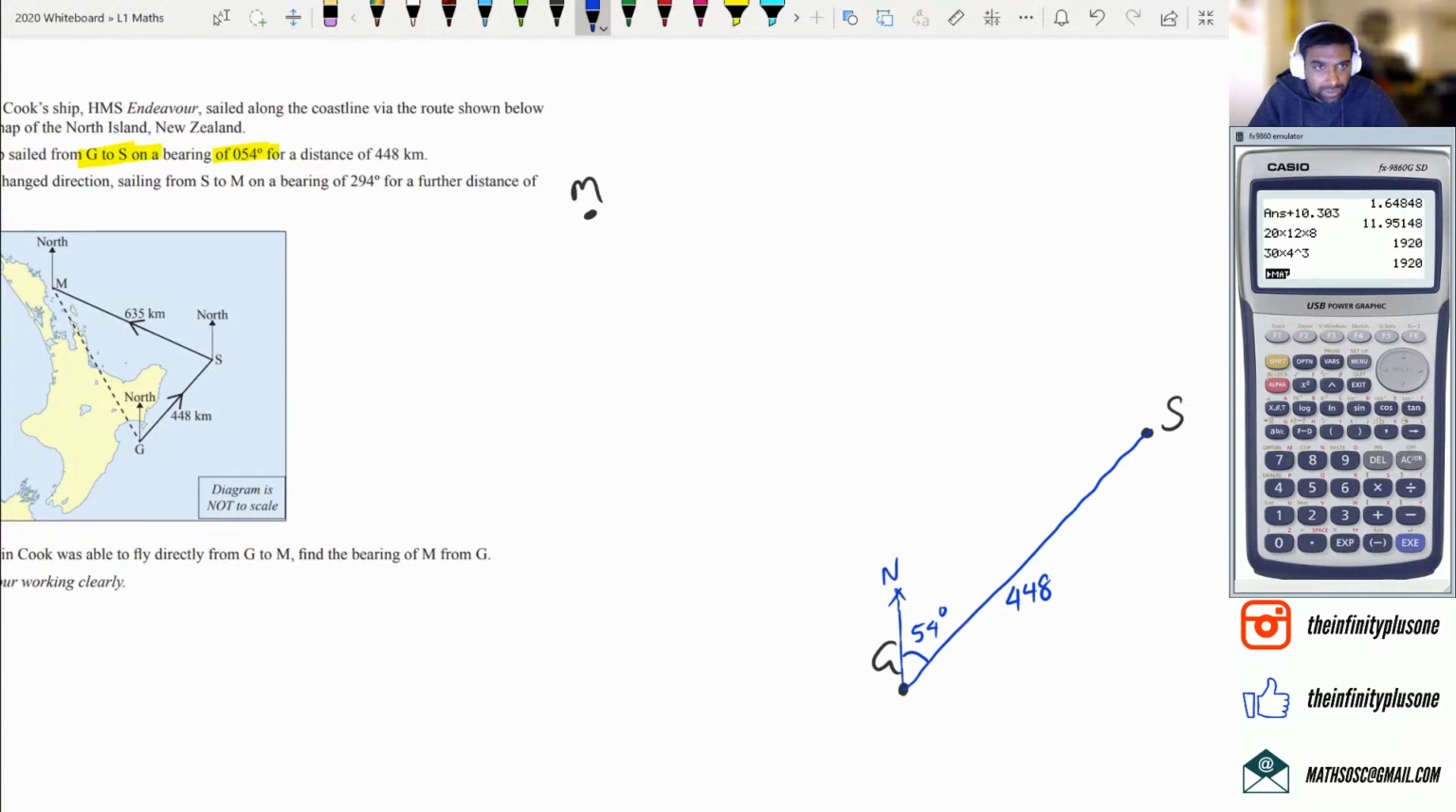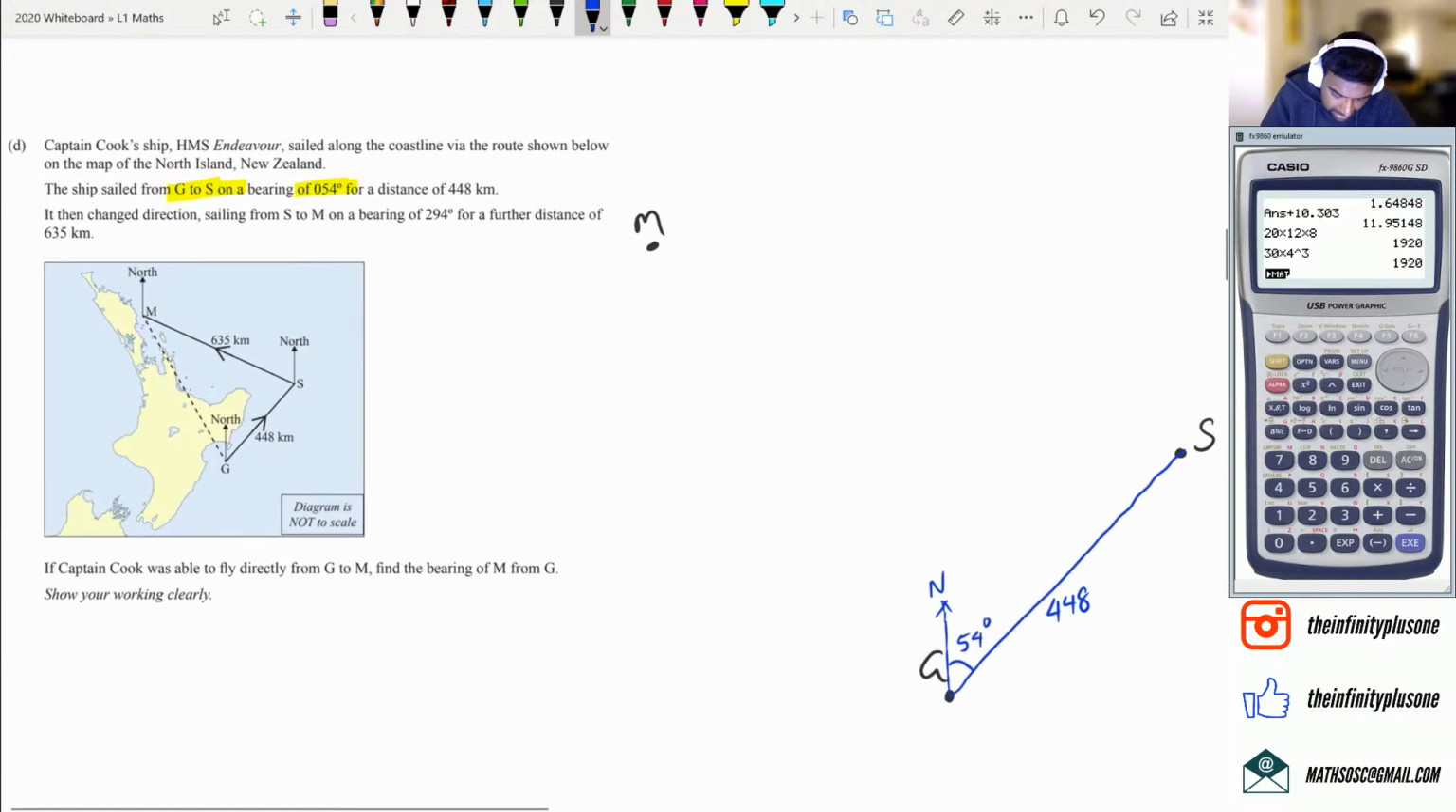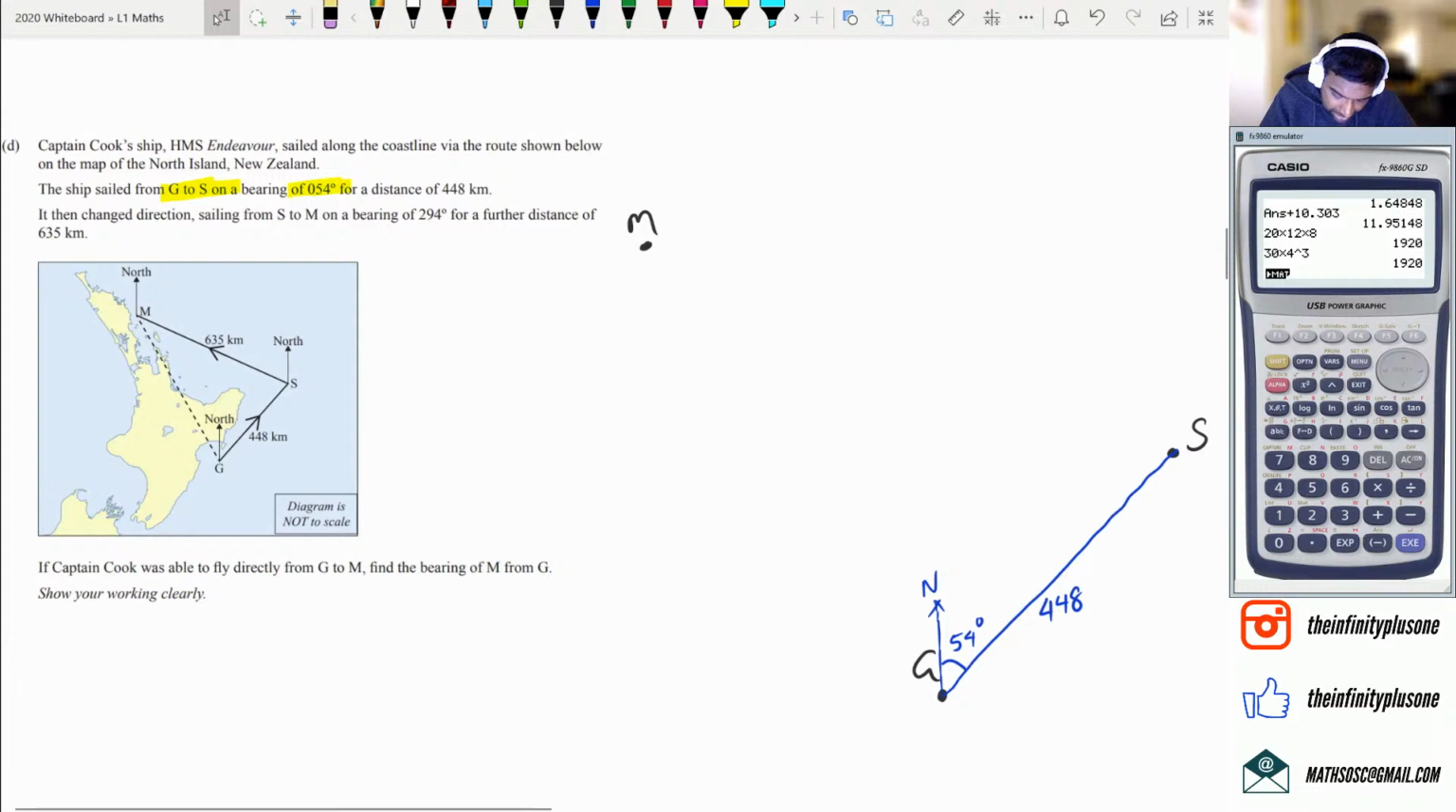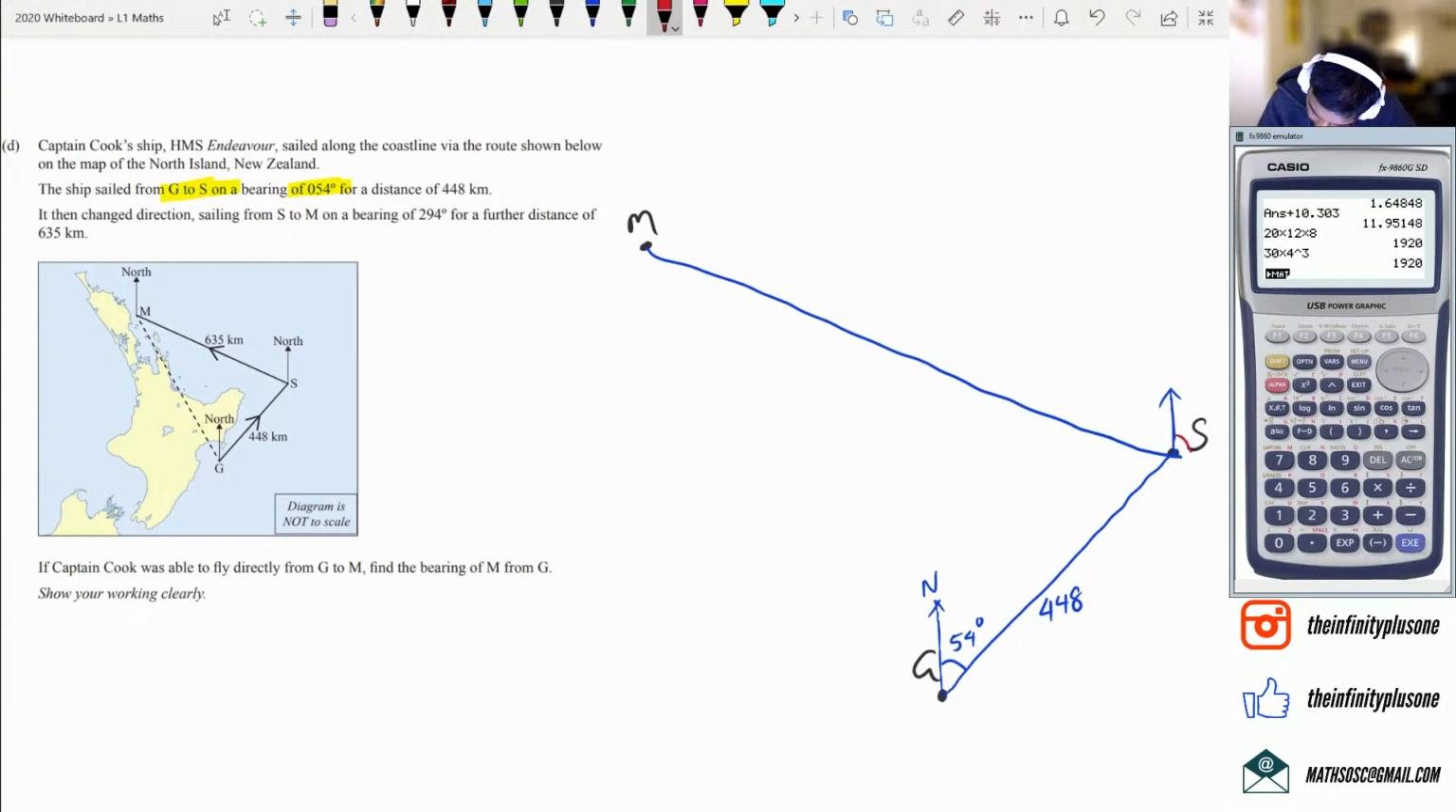All right, so that was the first bit of information that we took out. The second bit of information is he changed direction from S to M on a bearing of 294. So if he's going on a bearing of 294 degrees, that means, I'm going to use a different color here, this angle here, the red angle, is 294 degrees.